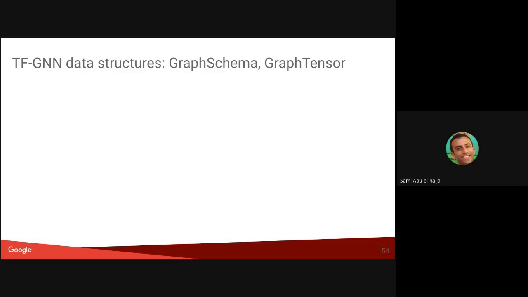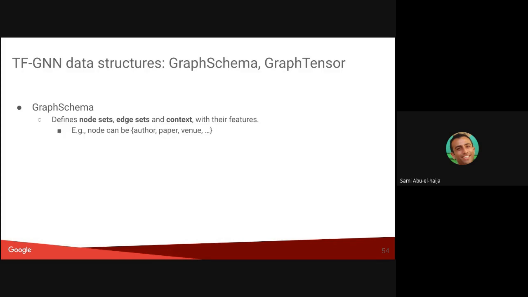So GNN models train over graph data, and in the TF-GNN library, graph data is declared using a graph schema and represented as graph tensors. So graph schema is a protocol message to declare each node set and edge set, as well as their respective features, and the context, which is a graph level feature, and applies to the whole graph.